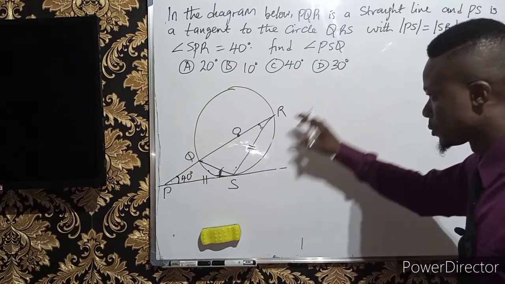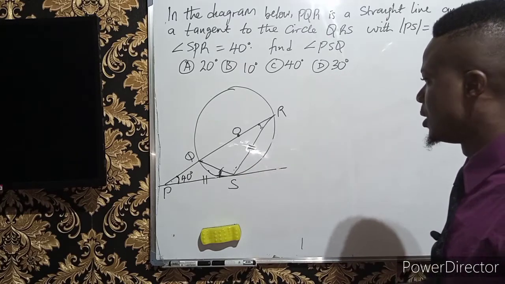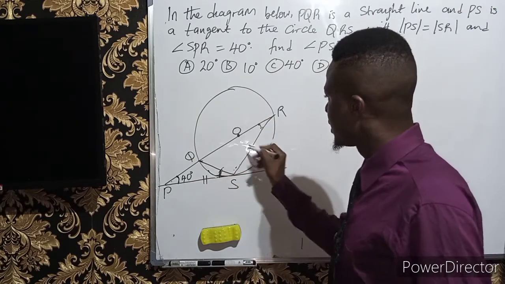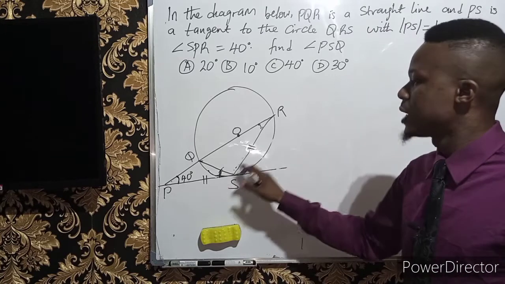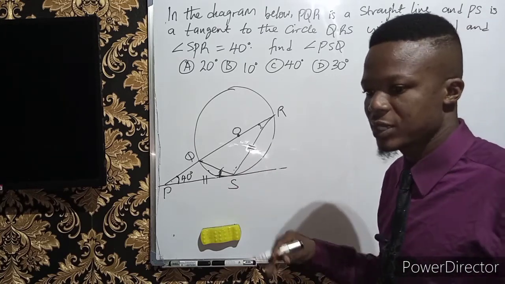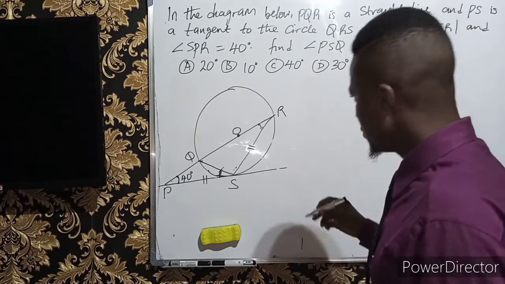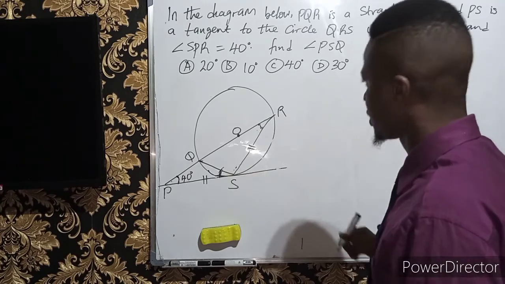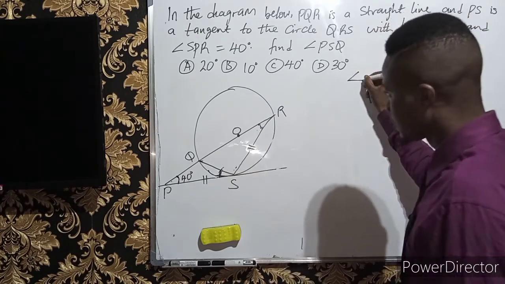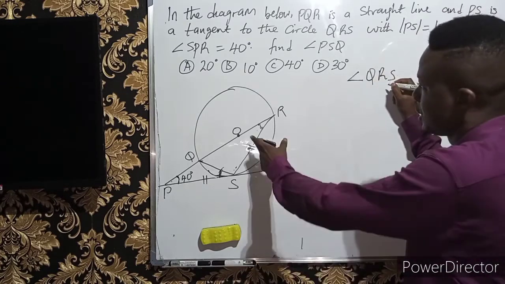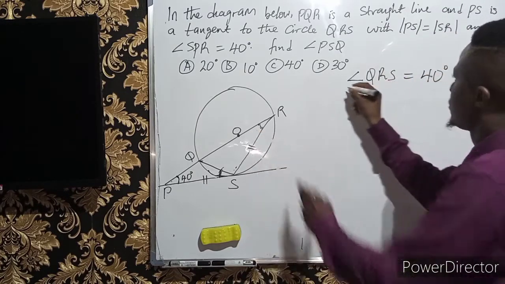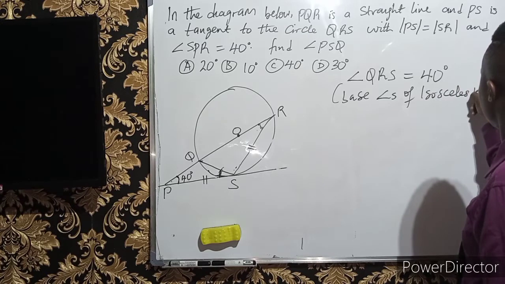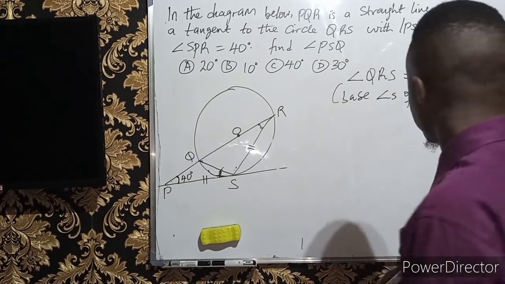Okay, now I will solve this in two categories. The first category is to consider this triangle as being isosceles, because this line and this line, as they told us, are equal. Whenever two sides of a triangle are equal, it means that the triangle is an isosceles triangle. Automatically this angle here and this angle here are the same, because they are the base angles of this isosceles triangle. Hence, angle QRS, this angle here, is also 40 degrees, which is base angles of isosceles triangle. Okay, it is 40 degrees.